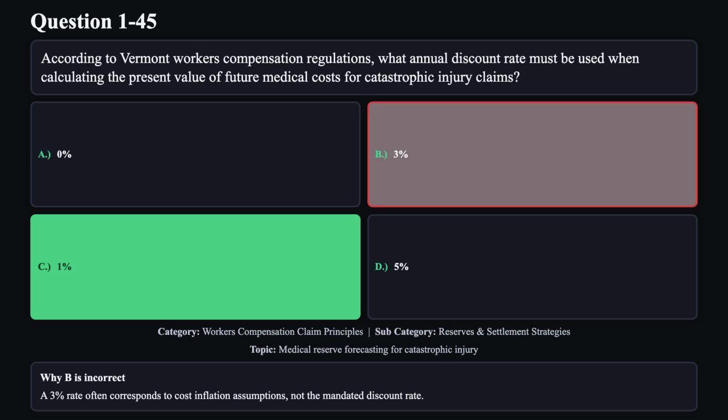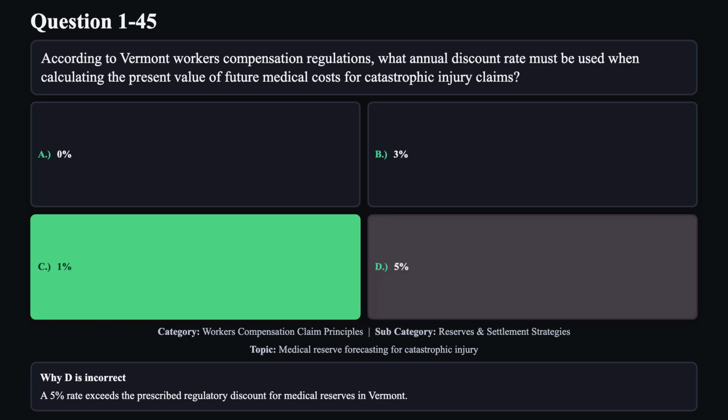Reason B is not correct. A 3% rate often corresponds to cost inflation assumptions, not the mandated discount rate. Reason D is not correct. A 5% rate exceeds the prescribed regulatory discount for medical reserves in Vermont.